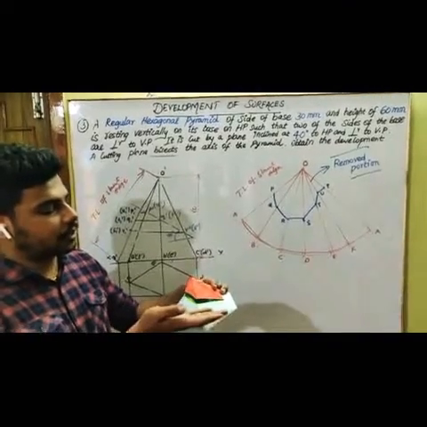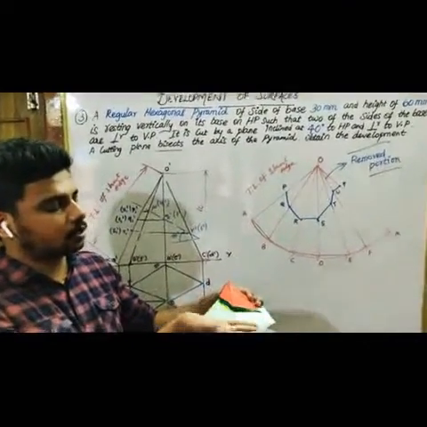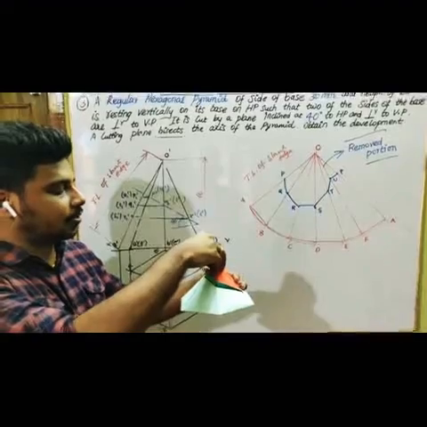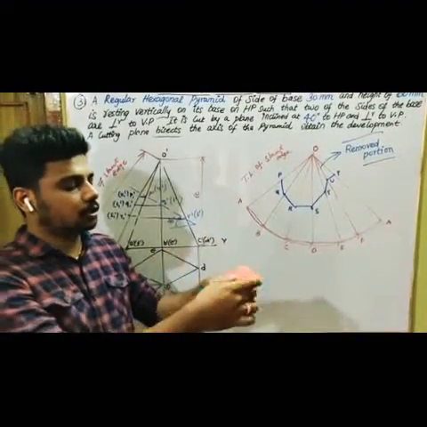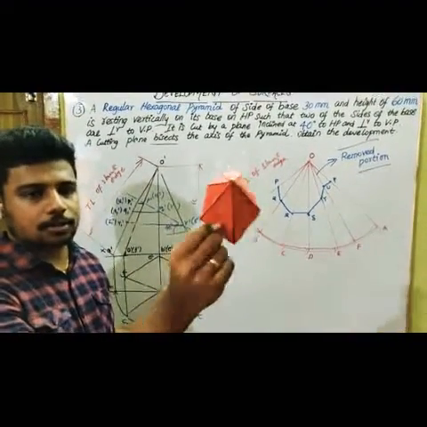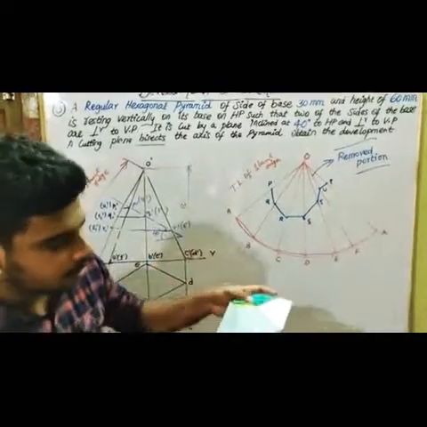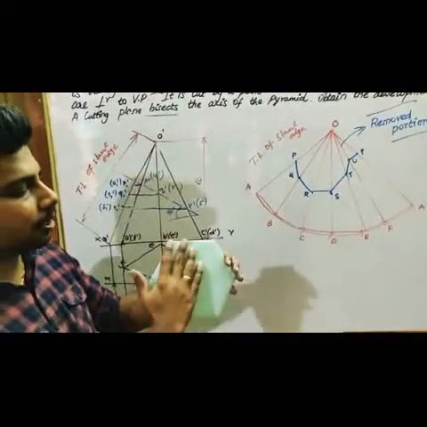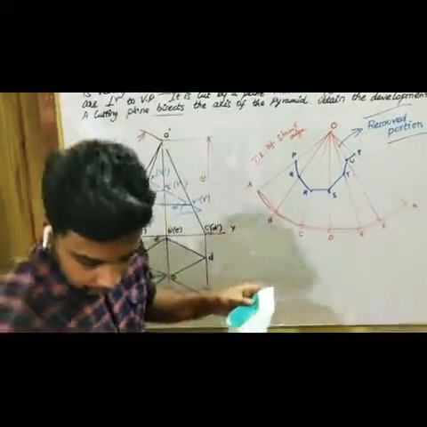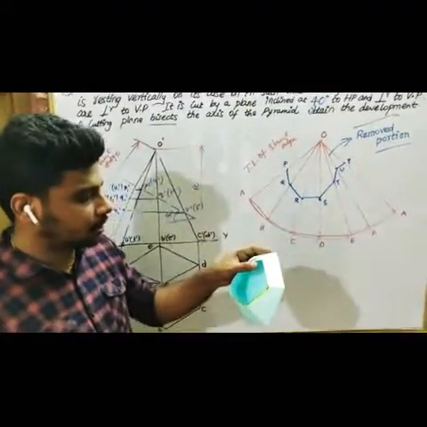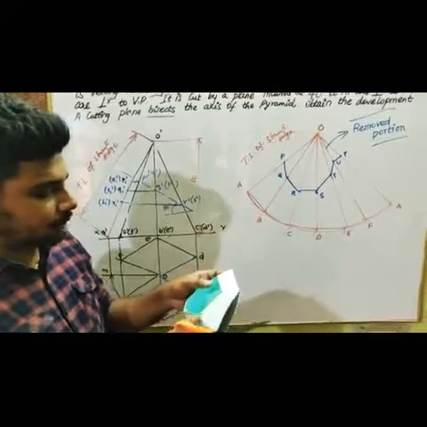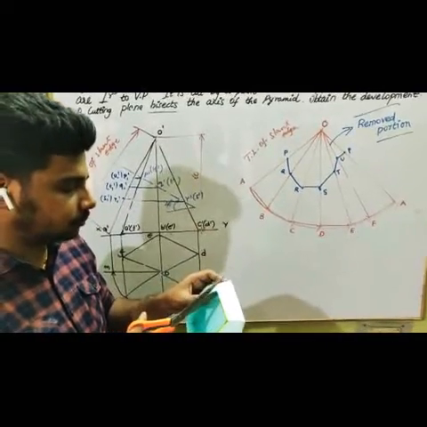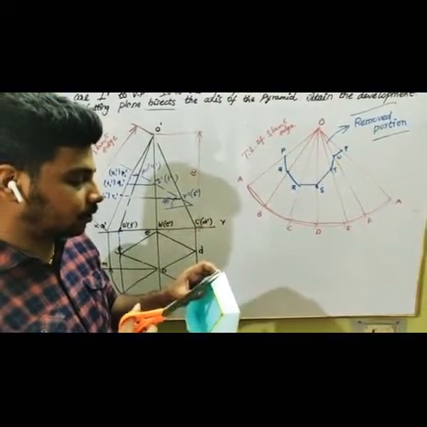So what I have done here, I just made a cut at an angle of 45 degrees, and I just removed the top portion like this. So this is your removed portion, and this is your remaining portion. Since we are not talking about the bottom, I'm going to cut the bottom portions now. So for that I'm going to make a cut over here first.